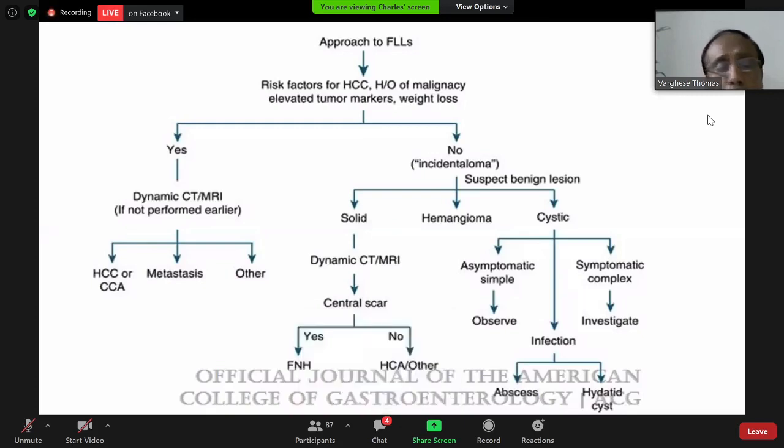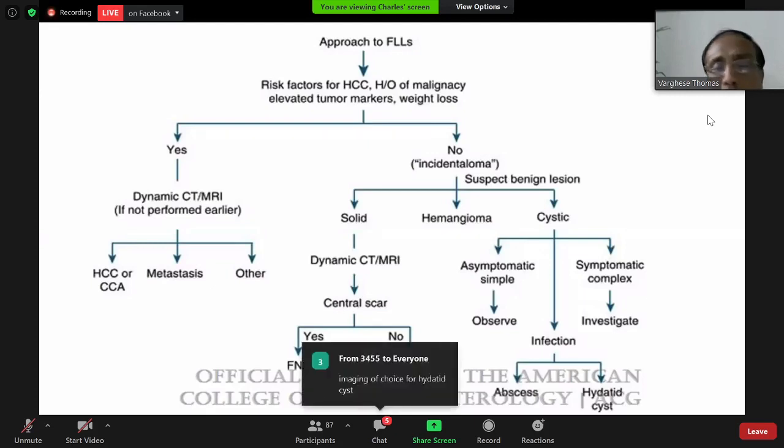A margin of 1 centimeter is mandatorily required, and if the margin is less than 1 centimeter, there is a high chance of recurrence of the disease in the liver. So these are the various criteria for the resection of metastasis.